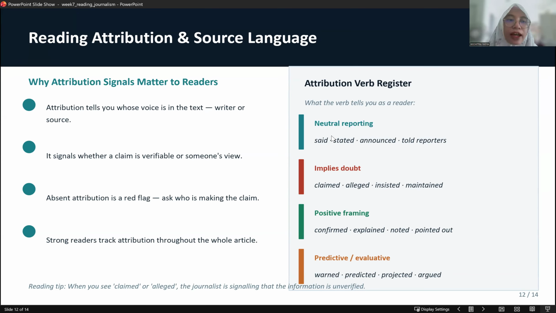So attribution signals matter to readers. Attribution tells you whose voice is in the text. It is the writer or the source. It signals whether a claim is verifiable or someone's view. Absent attribution is a red flag. So ask who is making the claim. And strong readers track attribution throughout the whole article.